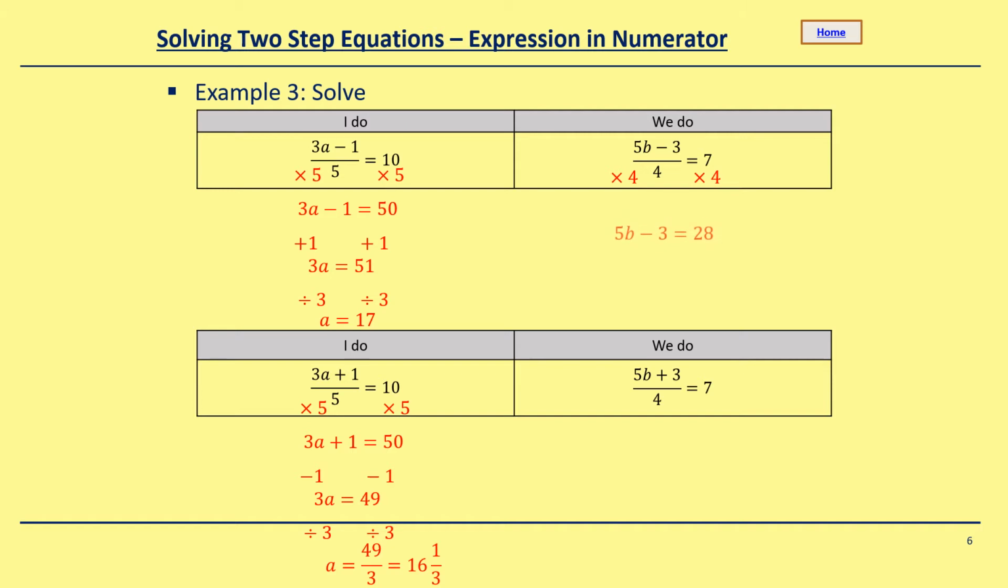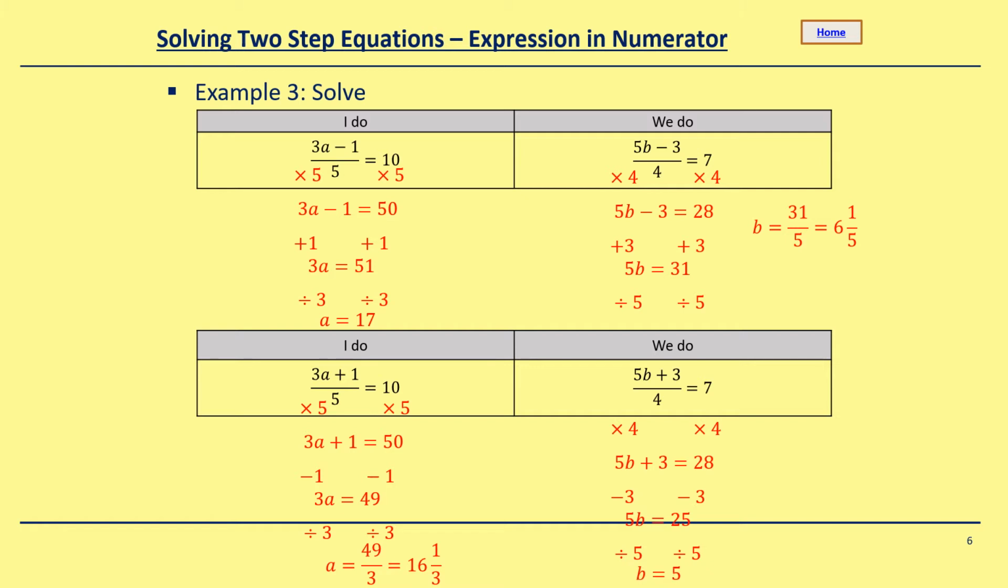Okay, multiply by 4 gives you that. Add 3 gives you that. And divide by 5 gives you b equals 31 over 5, which can be turned into a mixed number of 6 and a fifth. And the second one, multiply by 4, take away 3, divide by 5 gives you b equals 5.